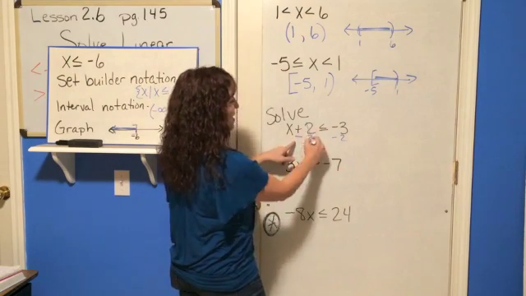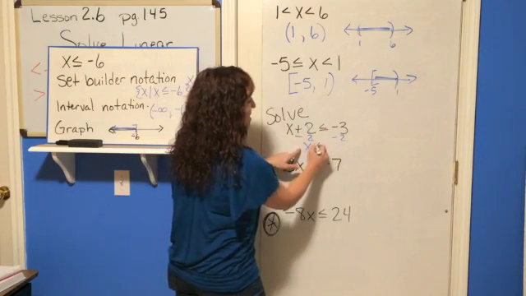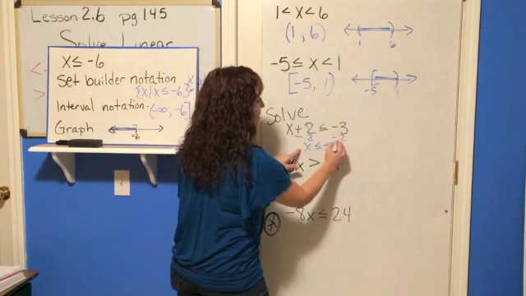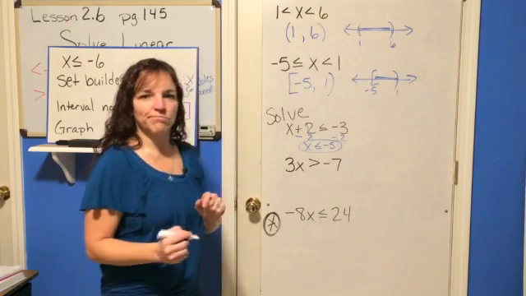So now x is what's left on this side. x is less than or equal to negative 3 and a negative 2 is negative 5. There's the solution.